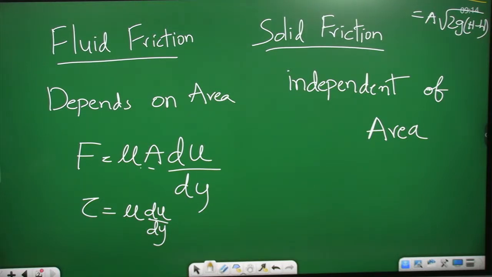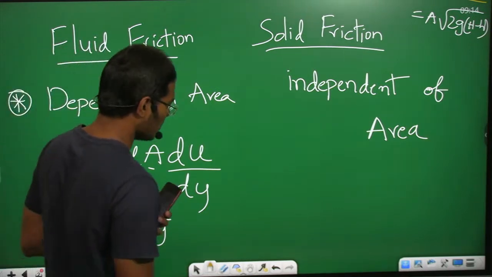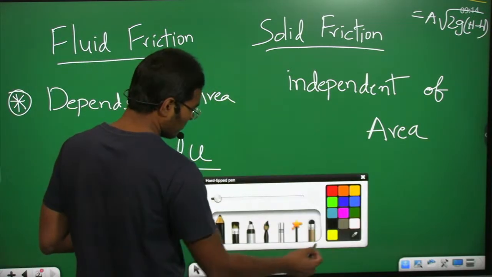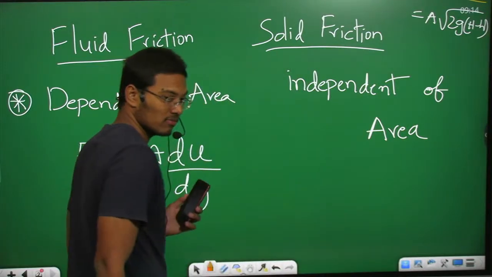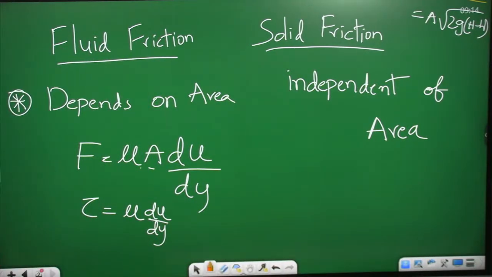So the next point is solid friction. Does solid friction depend on relative velocity or not? Yes or no? See, same direct question, basic fundamental concepts you will be checked. Does solid friction depend on relative velocity between the two surfaces?